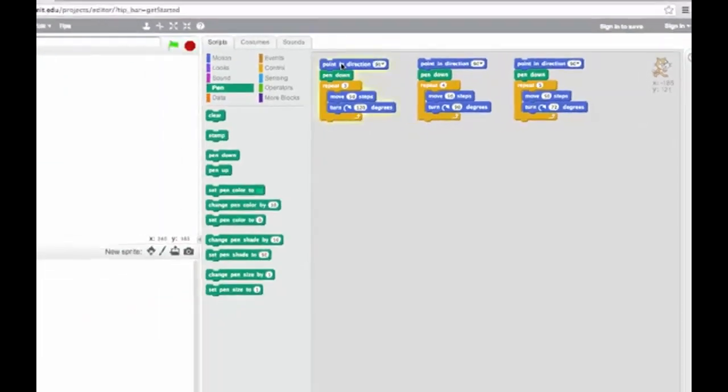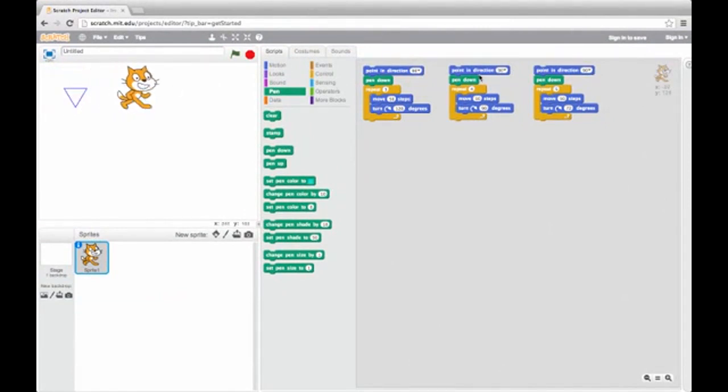Let's look at these run. That first one drew a triangle. The next one drew a square. The next one drew a pentagon.